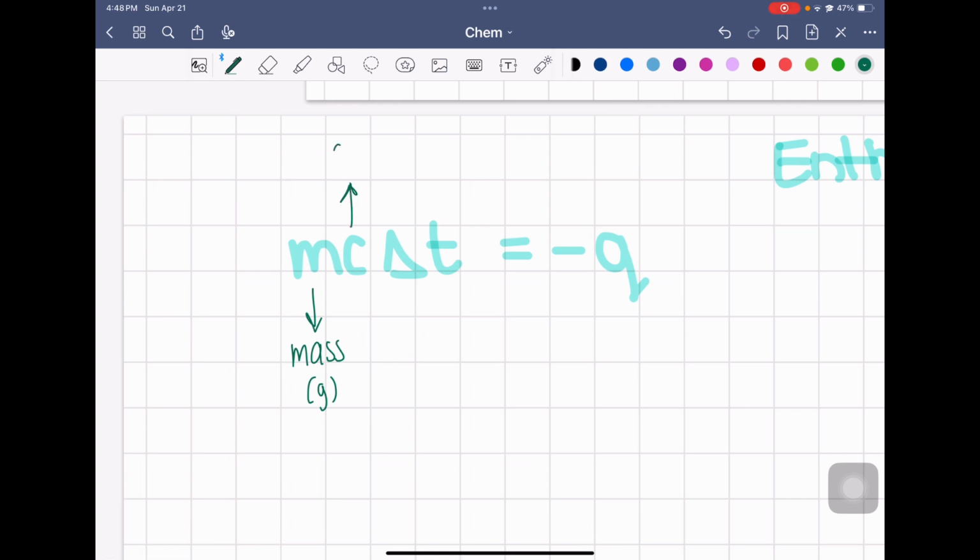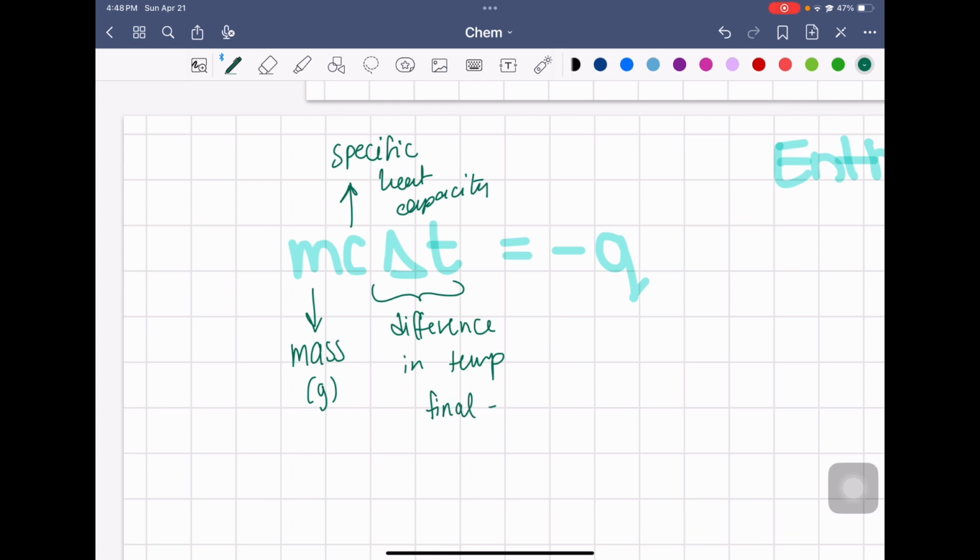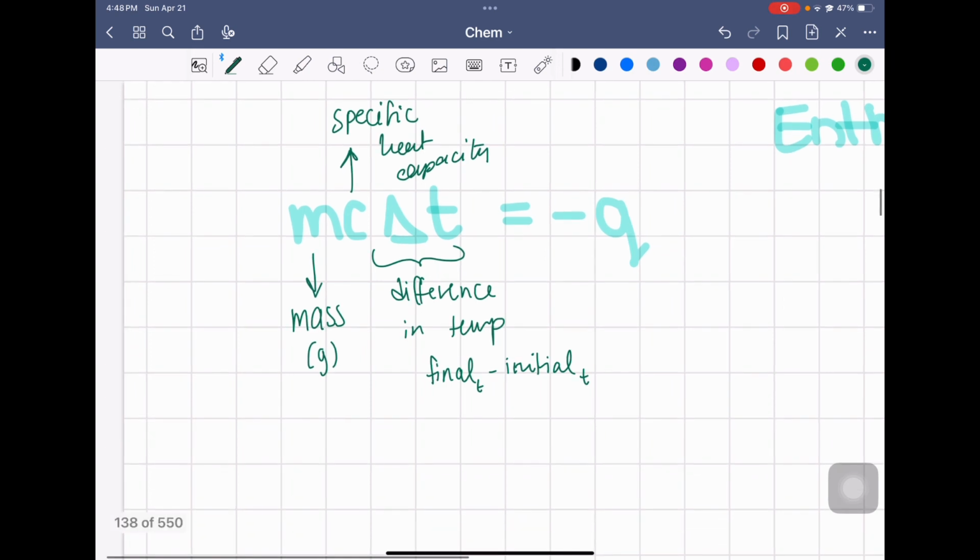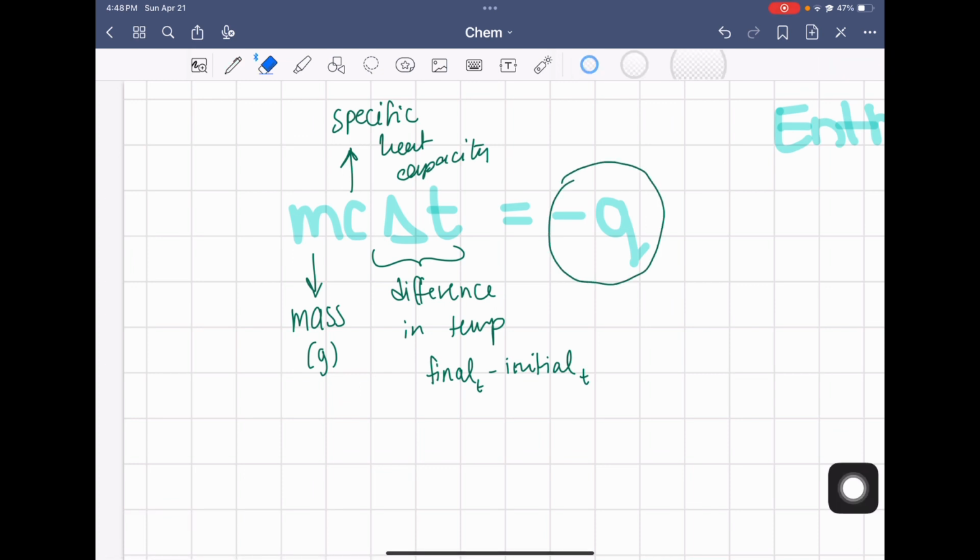C is for specific heat capacity. And change in T is the difference in temperature. So final temperature minus initial temperature. Okay, and so why do we use this equation? We use this equation to see the difference in heat, which results from a specific chemical reaction.